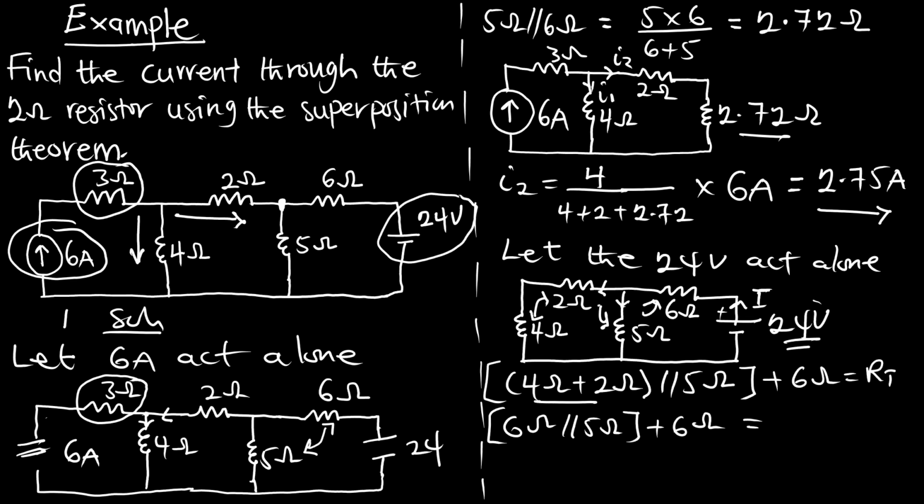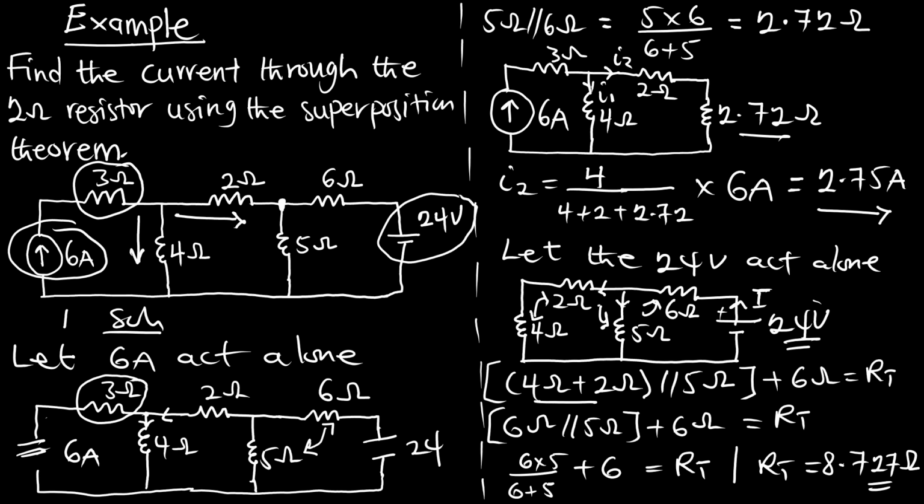You can also use your normal analysis to find the total resistance. So this is going to be 6 by 5 on 6 plus 5. The parallel aspect is going to be added to 6 to get our total resistance. And from the analysis, our total resistance in the circuit RT is going to give us 8.727 ohm from the circuit.